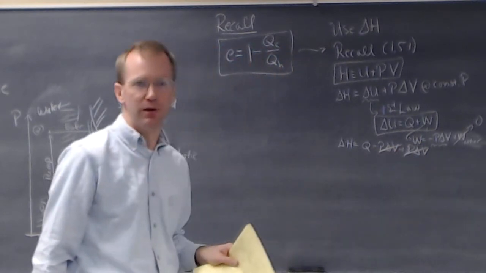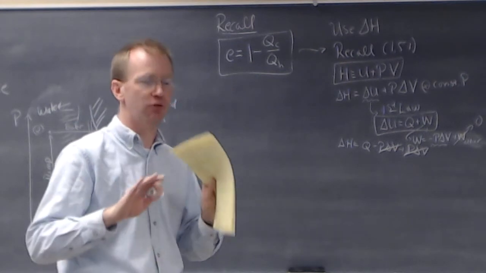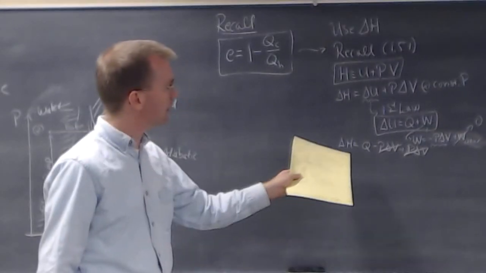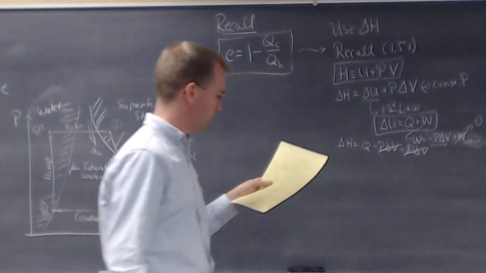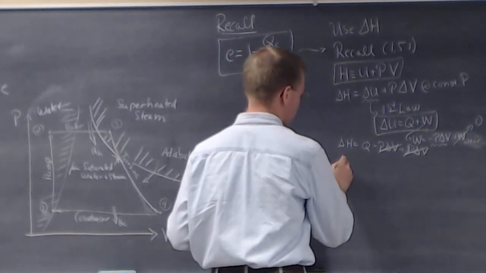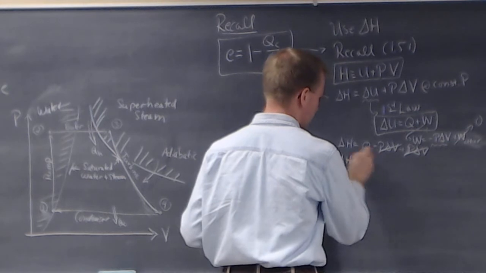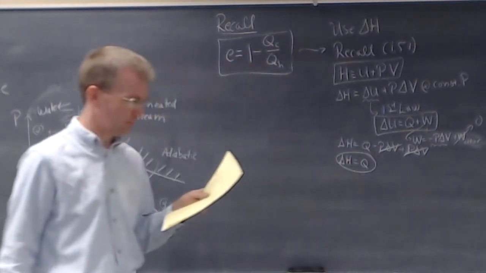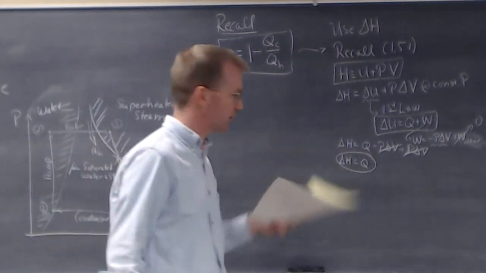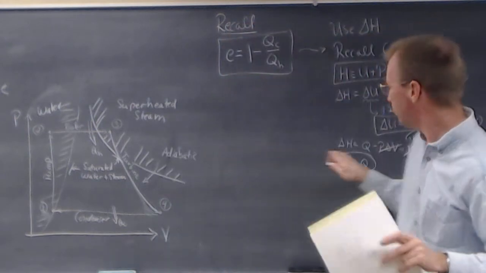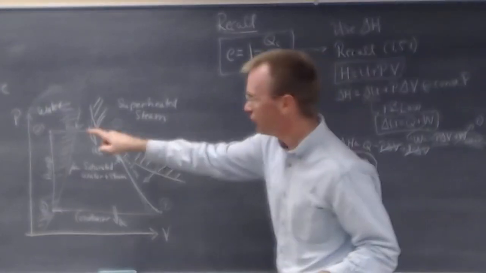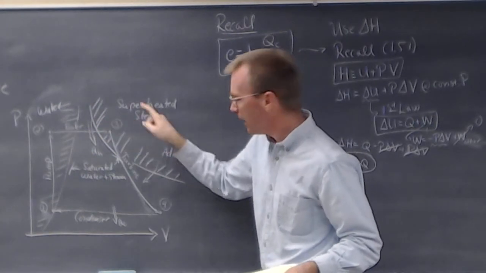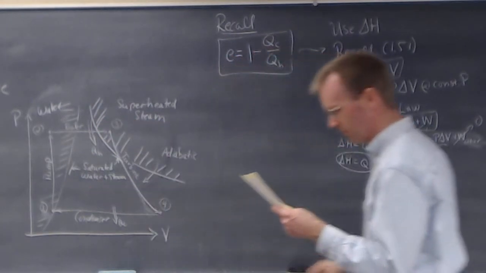The change in enthalpy at constant pressure, if there's only mechanical work being done, is nothing more than the heat that flows in or out. Constant pressure, no work being done. So under restricted cases, this works here. And that's what we can use from steps 2 to 3 and from 4 to 1.